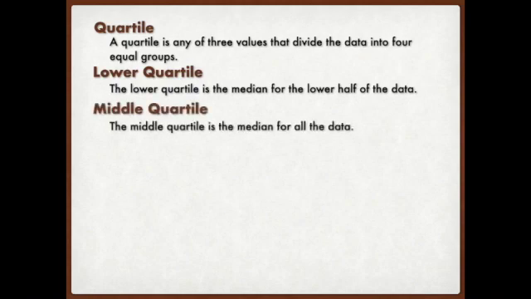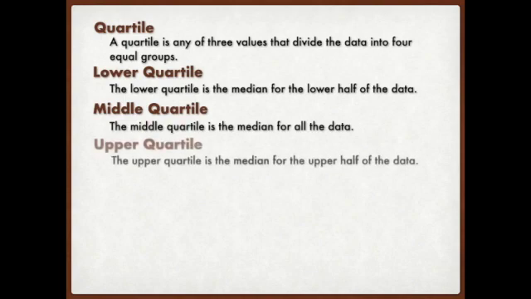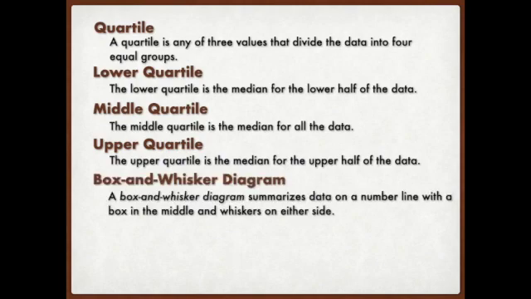The middle quartile is going to be the median of all of the data. Then we have an upper quartile, and this is the median for the upper half. So if I have 100 numbers, the last half, 51 to 100, would be the upper quartile that I'm going to be looking for. So when I look at the upper quartile, I'm going to be taking 51 to 100, finding the median of those numbers.